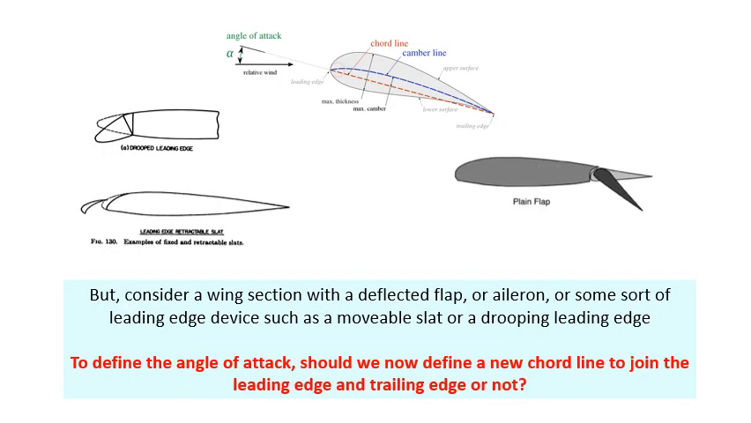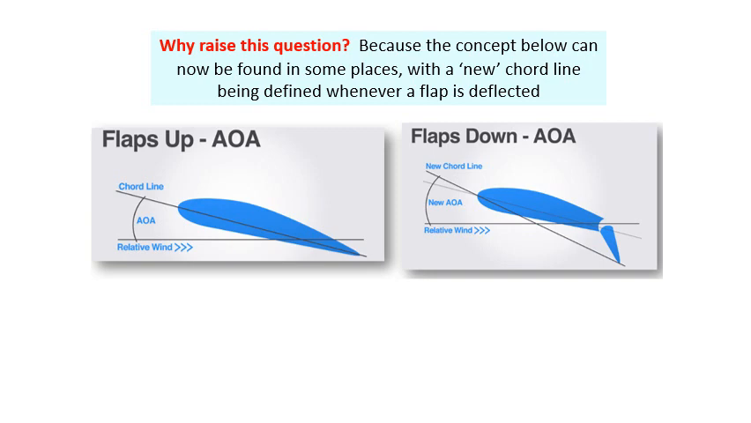But what if you have a wing section with a deflected flap or aileron or a leading edge device? To define the angle of attack, should we now define a new chord line to join the leading edge and trailing edge or not? That's the question I want to look at here. Why raise this question? Because the concept below can now be found in some places, with a new chord line being defined whenever a flap is deflected.